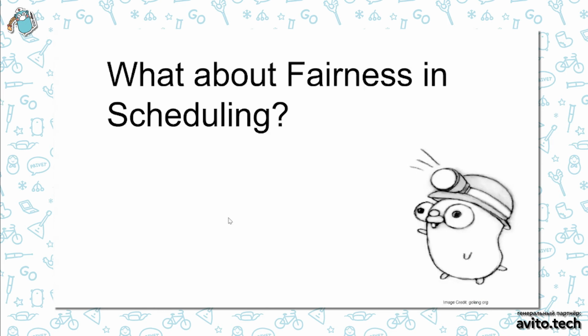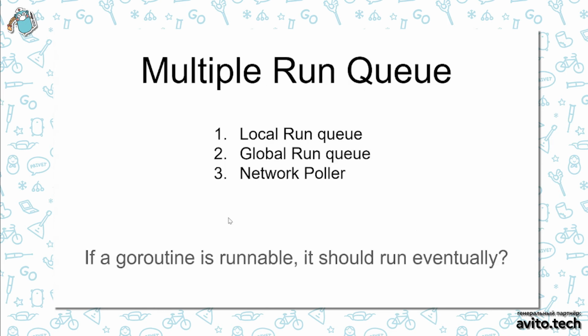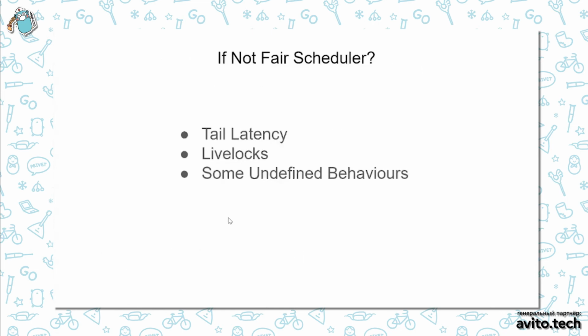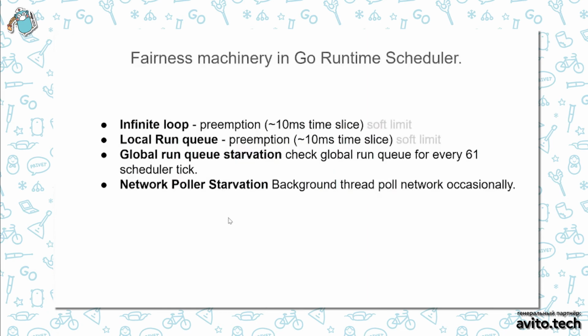What about fairness in the scheduling? Because we have multiple queues, right? Local queue, global queue, network poller. And if a goroutine is runnable, it should run eventually. If not a fair scheduler, we can run into issues like tail latency, livelocks, and some undefined behaviors.